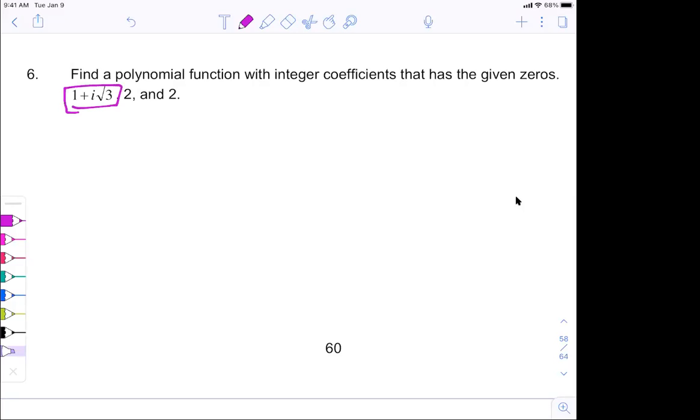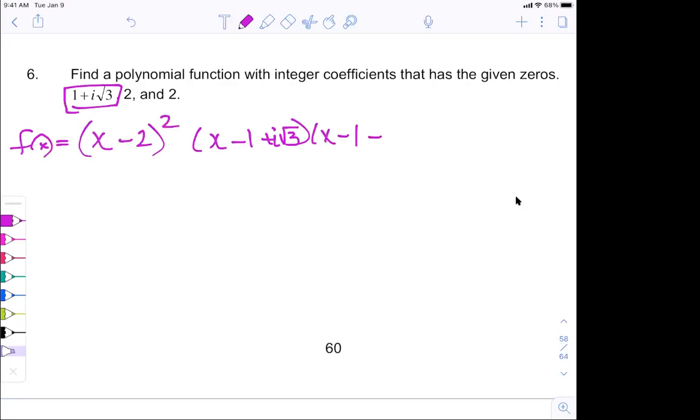Darby, how could I take a 0 and write it as a factor? So you would do x minus 2 squared since it's a double root. And then you would do x minus 1 plus i square root of 3. And then x minus 1 minus i square root of 3. Where'd you get that other 0 from? It has to be, since 1 plus i square root of 3 has to have a conjugate, so they can cancel out. Excellent.